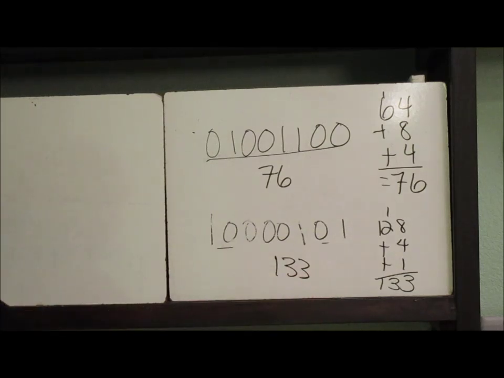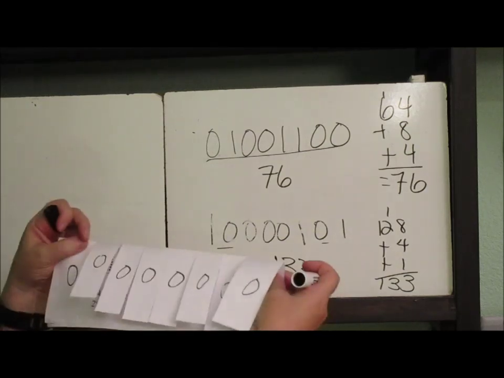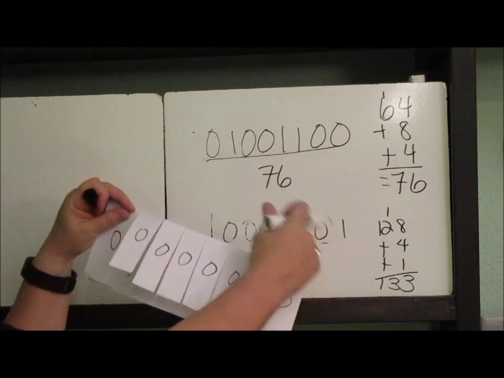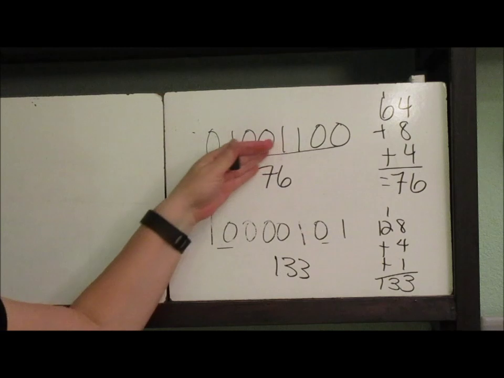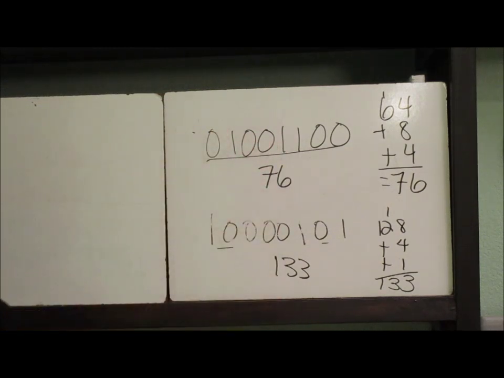Now you've got a few more to do on your own or do with a partner. Use your calculator. Just flip the flaps up, add up the numbers that show, and you've been able to convert from binary to decimal.